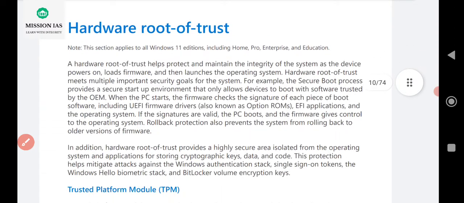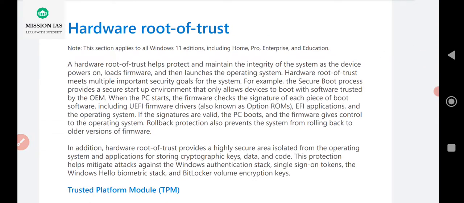Hardware root of trust: what does it usually mean? The hardware root of trust helps to protect and maintain the integrity of the system, as is already written, in the form of loading firmware and launching the operating system. The root of trust usually meets multiple important security goals.